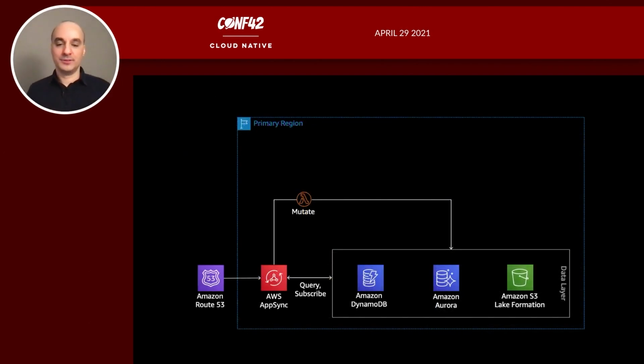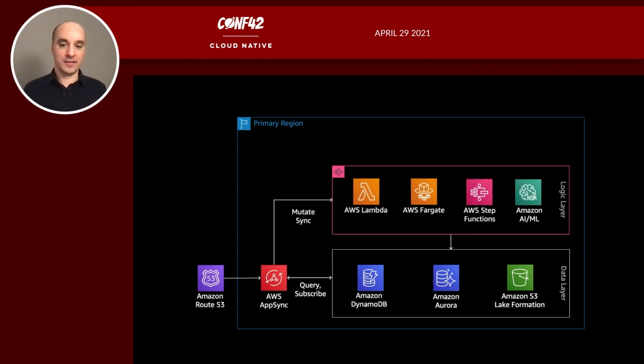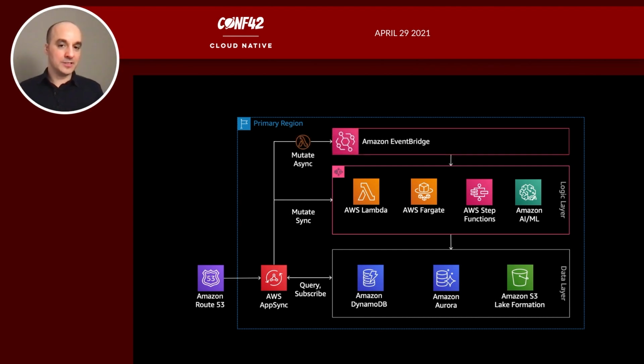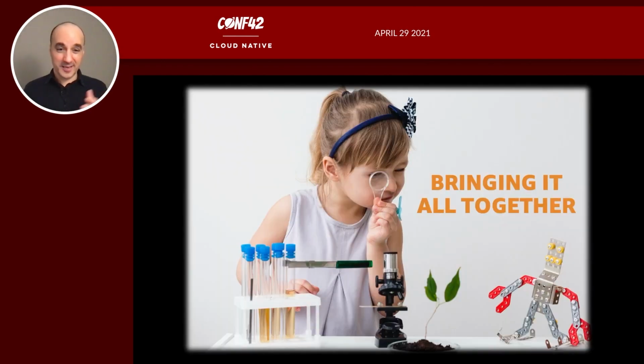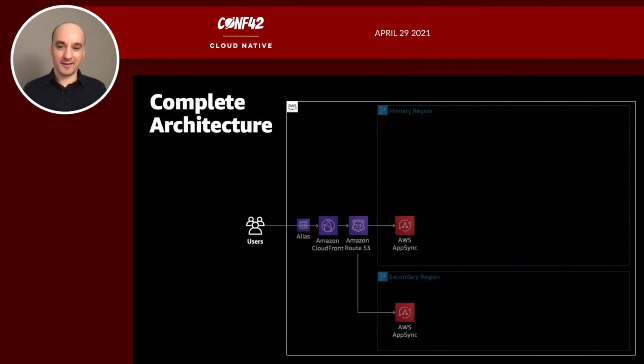Going back to our use case architecture, where we have the Lambda functions performing the mutations, Step Functions will now take their place. As for asynchronous mutations, customers can leverage Amazon EventBridge. This is a serverless event bus for building event-driven applications at scale, directly integrating with over 130 event sources and over 35 targets. And it's now time to bring it all together into our final architecture.